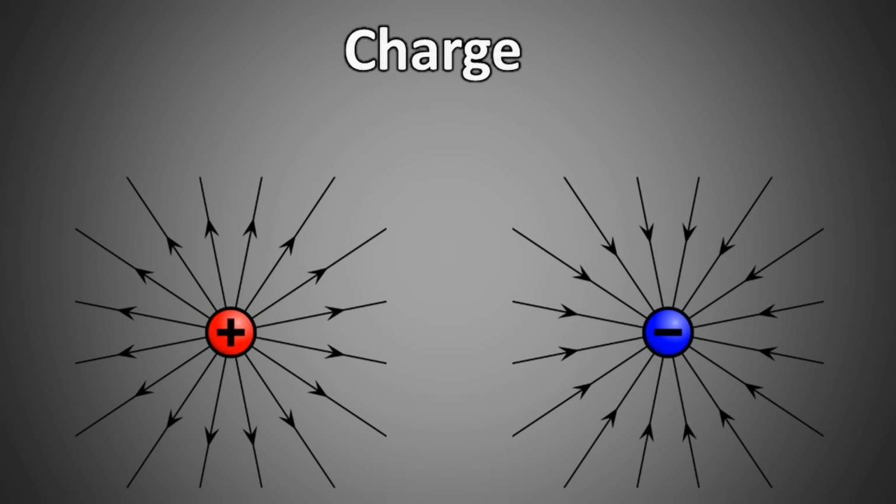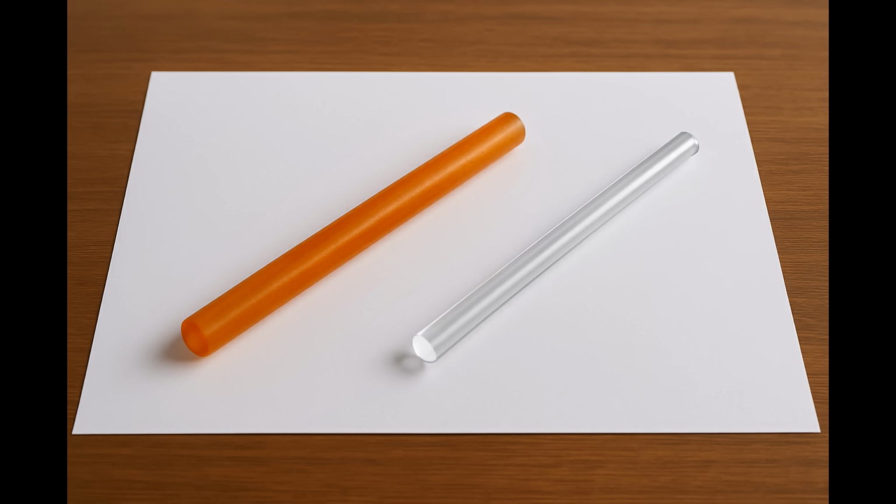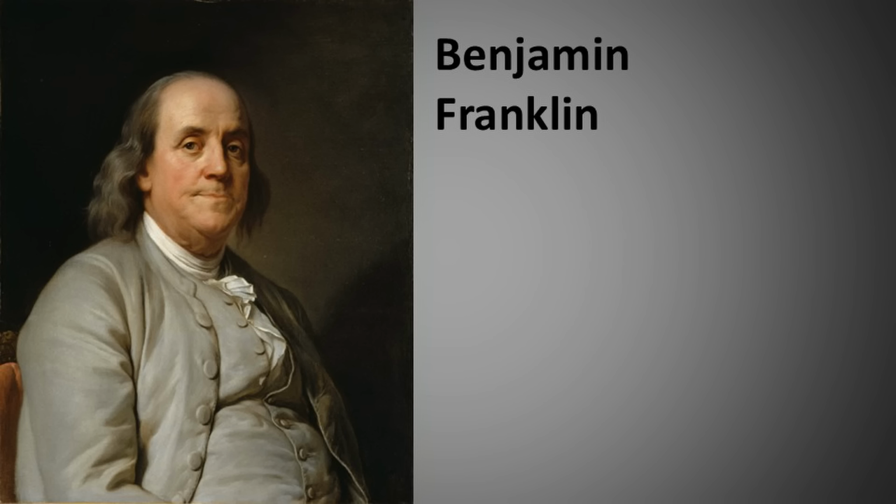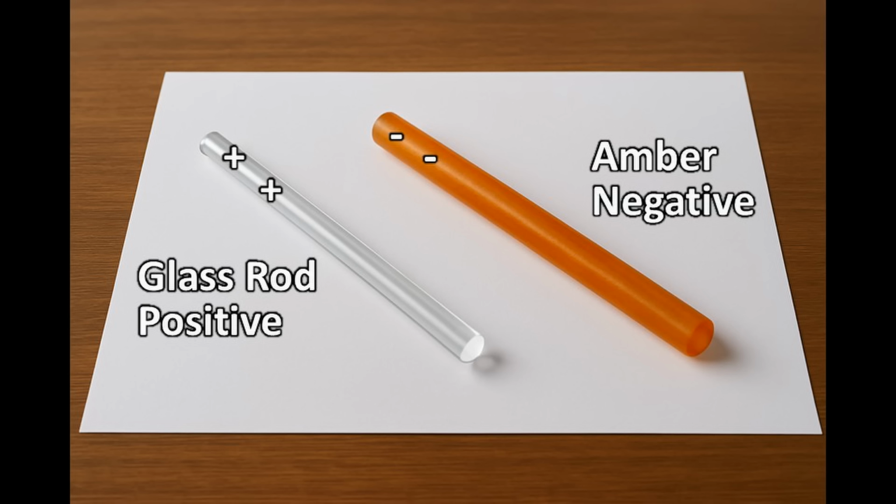From repeated experiments, they realized that the charge on glass and the charge on amber was opposite in nature. It was Benjamin Franklin in the 18th century who decided to name the charge on glass as positive and the charge on amber as negative. It was just a naming choice. There was no deeper reason.